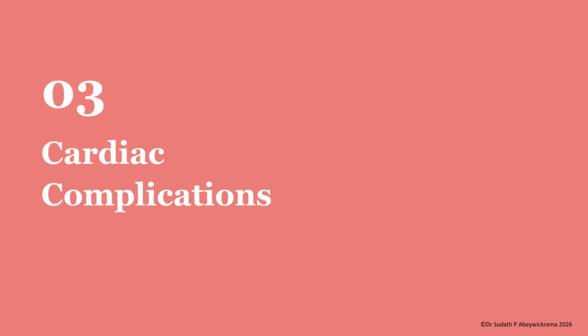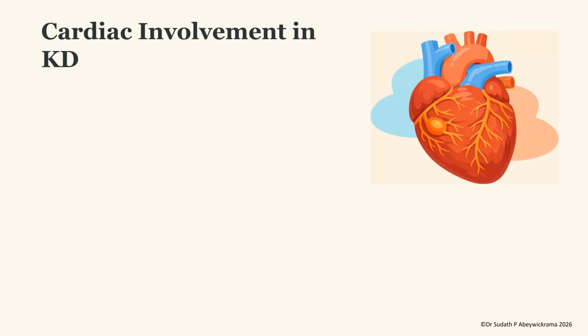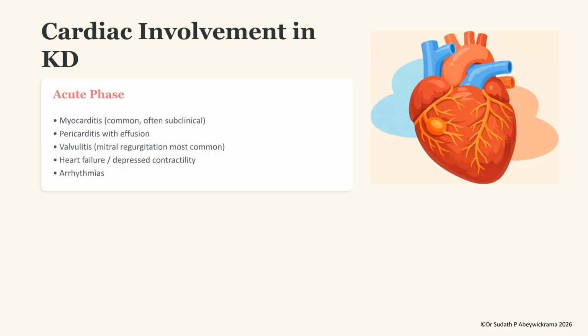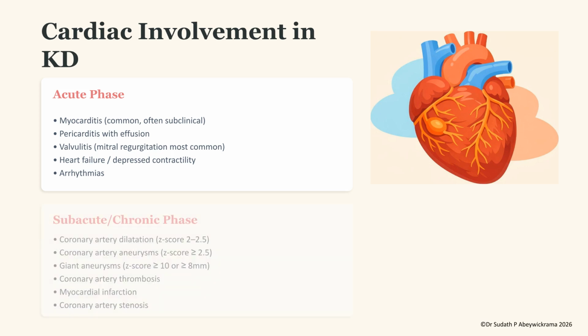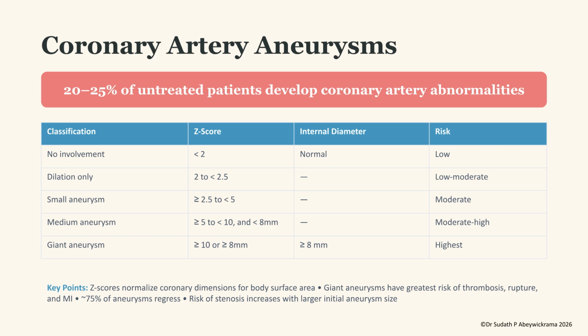We now move to Module 3, focusing on cardiac complications, including coronary artery aneurysms and myocardial involvement, which are the most critical aspects of this disease. Cardiac involvement occurs in both acute and subacute phases. Acute issues include myocarditis, pericarditis, and heart failure. Subacute and chronic involvement includes coronary artery dilation, aneurysms, and the risk of thrombosis or myocardial infarction. 20 to 25% of untreated patients develop coronary artery abnormalities.